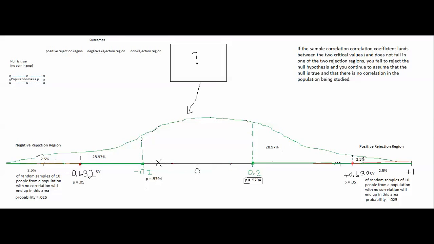The population has a positive correlation. If that's the case, then the alternative is true, because if the population has some type of a correlation, the alternative is true. Or the population has a negative correlation, and that would also be the alternative being true, because the alternative just says that there's some type of a correlation in the population.